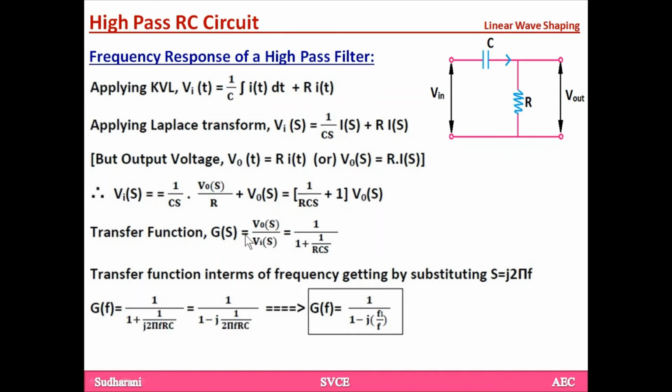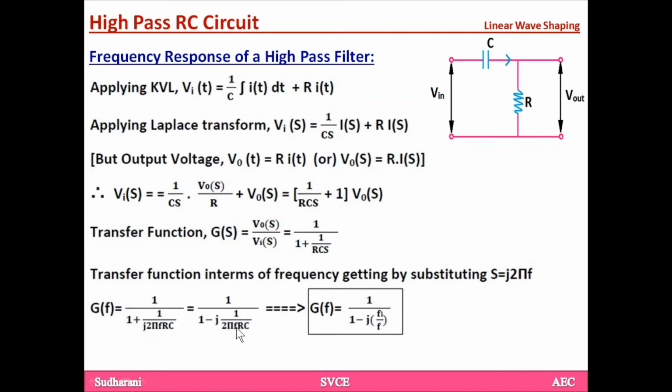Okay, so by substituting j2πf in the above equation, we get the transfer function in terms of frequency. That is given by 1 divided by 1 plus 1 divided by j2πfRC. RC is the same as before, but instead of s I am substituting j2πf. Now we already know that 1 by j is nothing but minus j. So what is the remaining factor? 1 by 2πfRC.